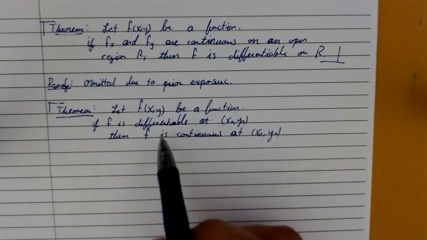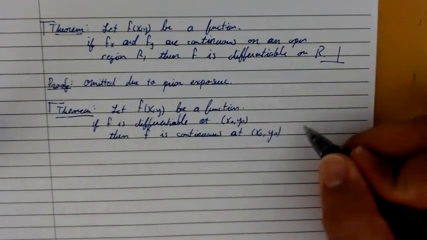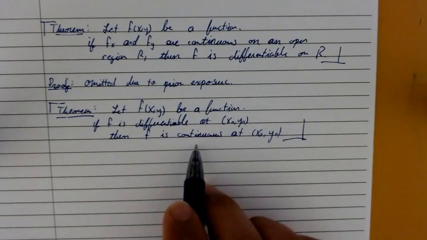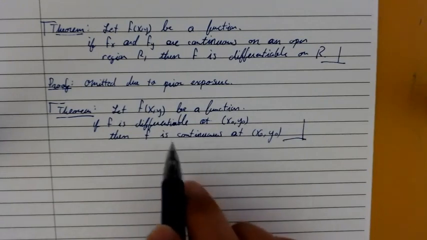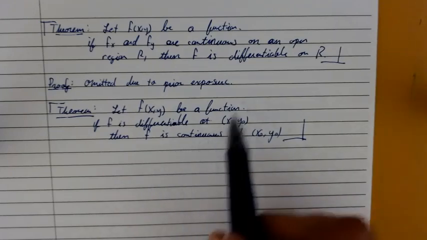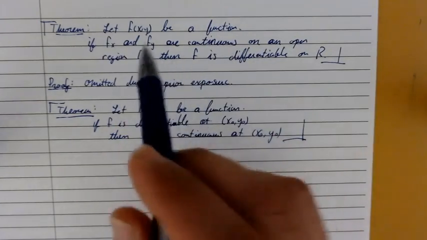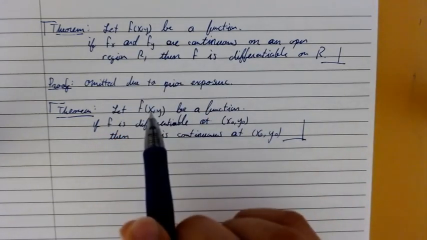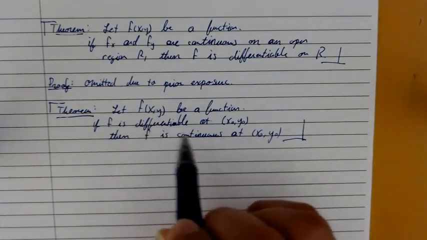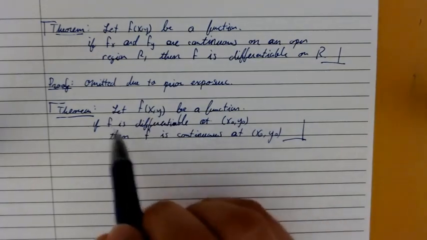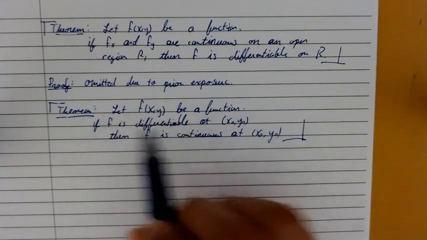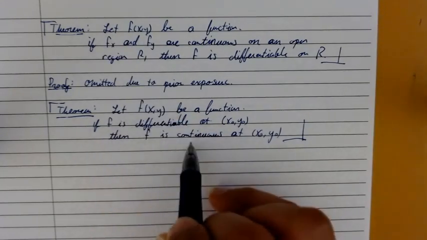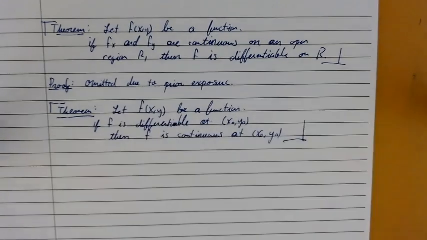Continuity, on the other hand, does not imply differentiability. So this is a one-directional statement. If a function is differentiable, then it's continuous. It's not the other way around. If something is continuous, that does not necessarily mean it's differentiable. You might say, wait a minute, I thought that's what the previous theorem said. No. That theorem says if the first partials are continuous, then the original function is differentiable. But to say if the original function is continuous, then it is differentiable, that is not true. So if we're talking about just the original function, not the partials, differentiable means continuous. Continuous does not necessarily mean differentiable.